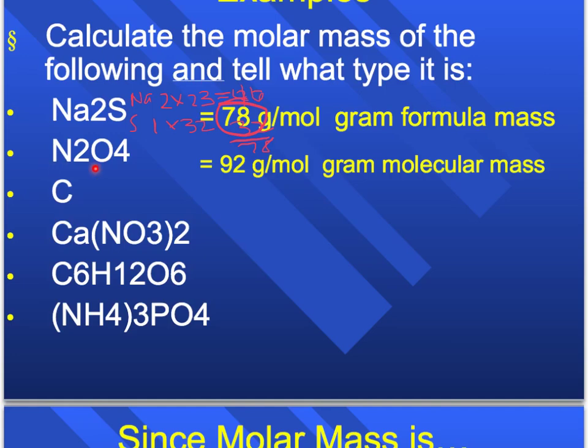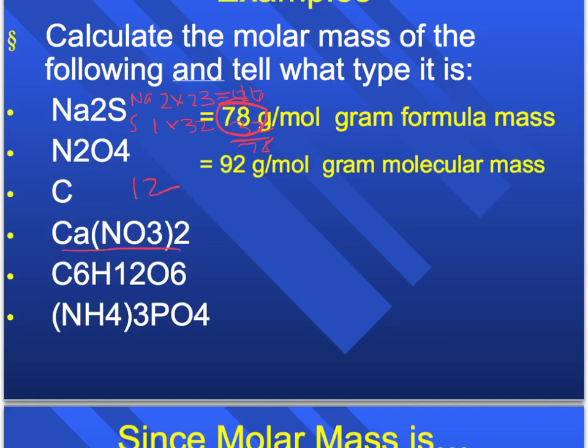If we look at this next compound, we can see that it's dinitrogen tetraoxide, but it's a non-metal plus a non-metal, so that's going to be a molecular compound. That's why we're calling it a gram molecular mass. If we were to do the same activity here, we'd find that the gram molecular mass, also known as the molar mass, is 92 grams per mole. Carbon here is its own individual element, so we might use the term gram atomic mass from the last slide, and of course this one is going to be 12.